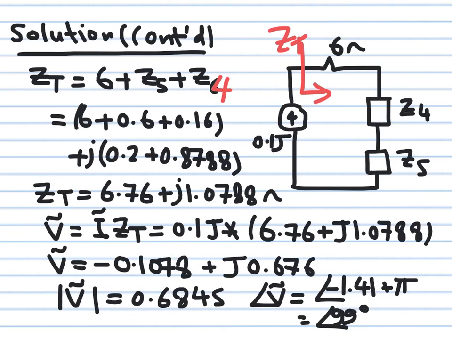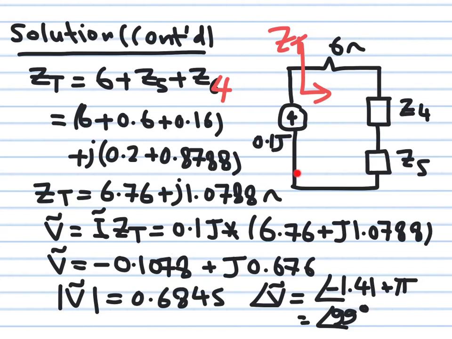So I combined all three impedances, and you can see I converted this one and this one from their polar form to their Cartesian form. So I wrote them as real part plus J imaginary part. When you sum complex numbers, you collect all the real parts and you sum all the imaginary parts. This is what I did, and this is the total impedance I got, given in Cartesian form.